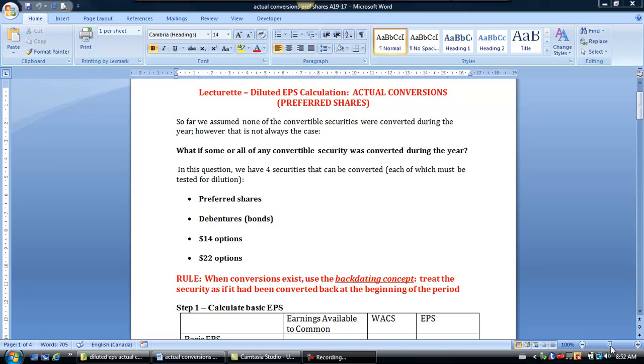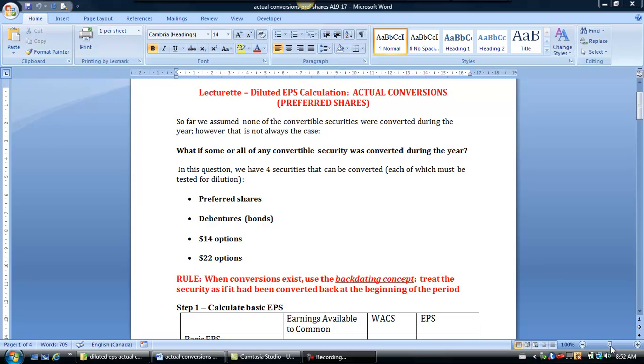In this series we're going to look at some problems where convertible bonds, convertible preferred shares, or even options perhaps have been actually converted into common shares. In this case we're going to look solely at preferred shares, but again the problem that we're going to do is listed in your online course, so make sure that you have access to it there.